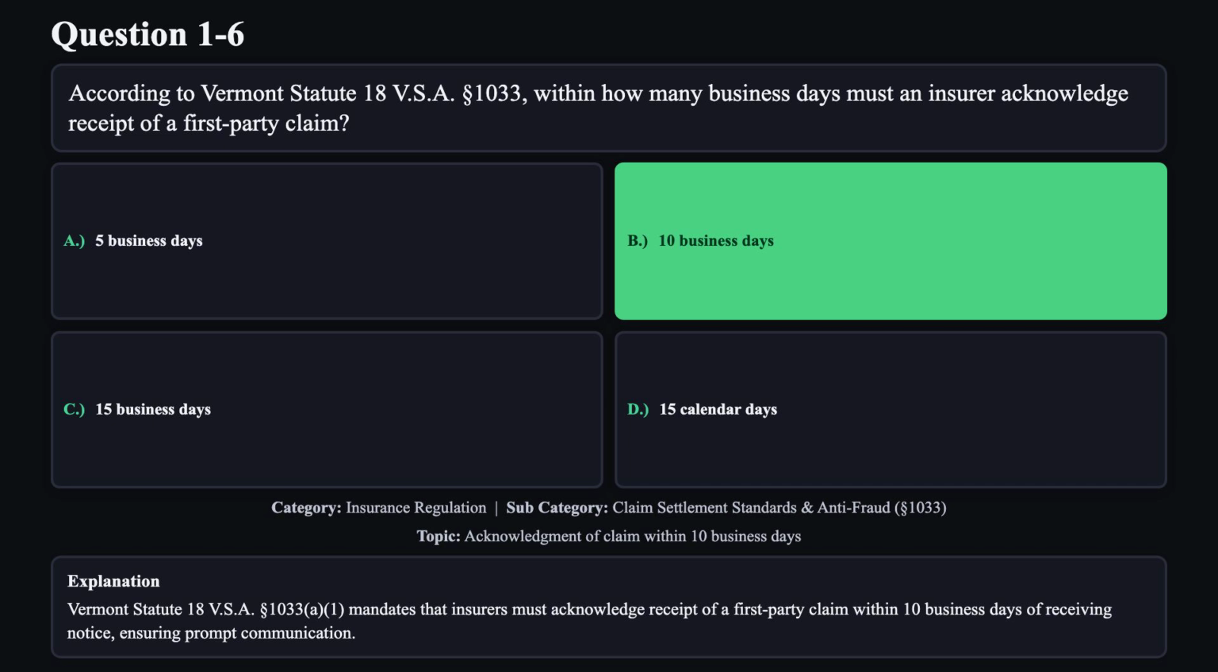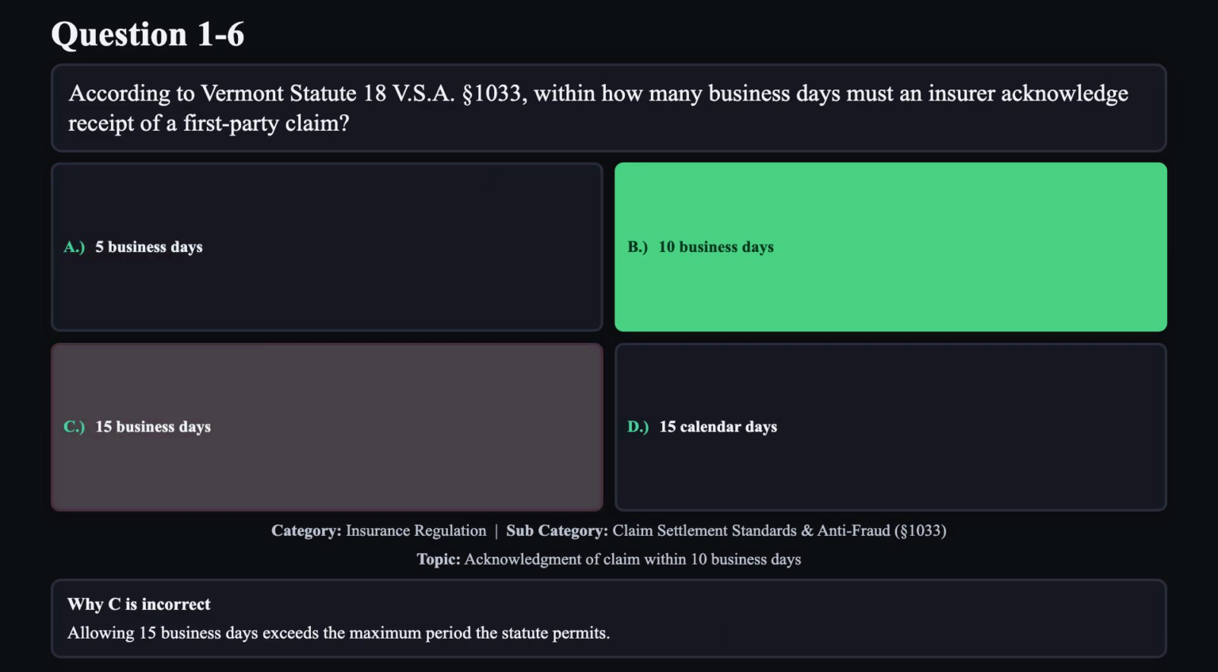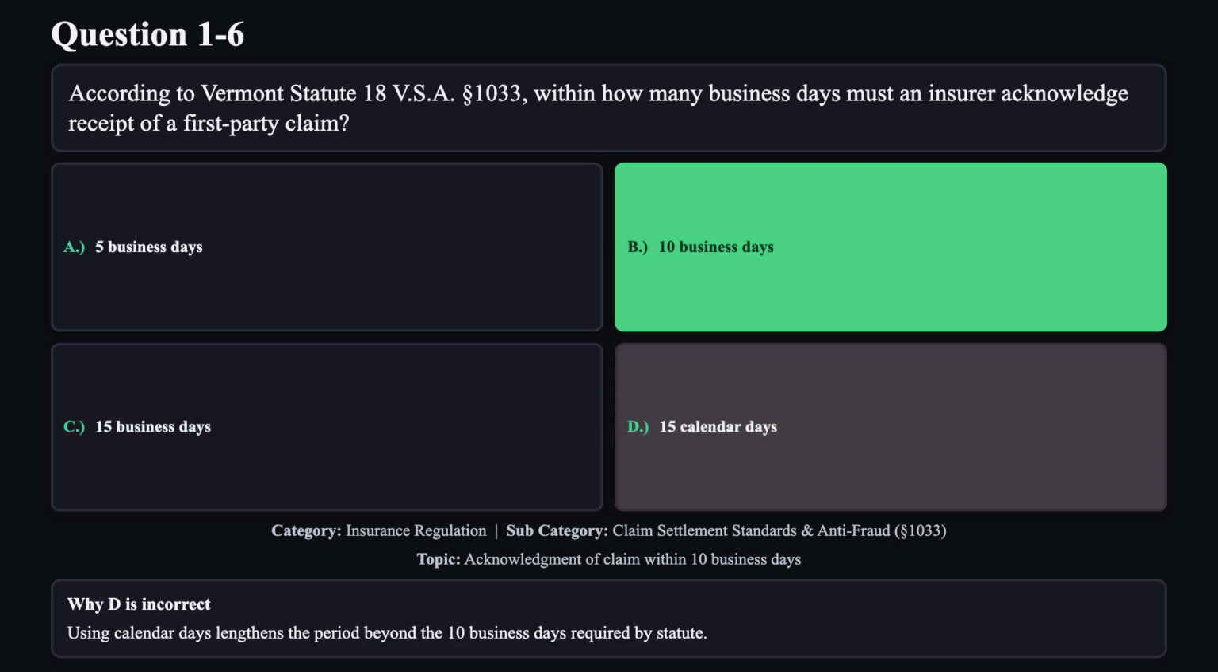Vermont Statute 18 VSA Section 1033, subsection A, paragraph 1 mandates that insurers must acknowledge receipt of a first-party claim within 10 business days of receiving notice, ensuring prompt communication. Reason A is not correct. Acknowledging within 5 business days is shorter than the statutory requirement of 10 business days. Reason C is not correct. Allowing 15 business days exceeds the maximum period the statute permits. Reason D is not correct. Using calendar days lengthens the period beyond the 10 business days required by statute.